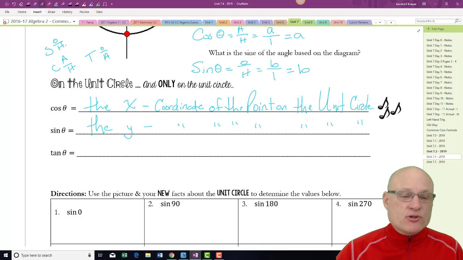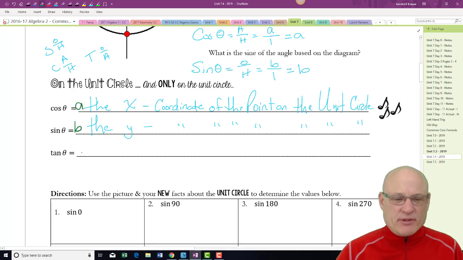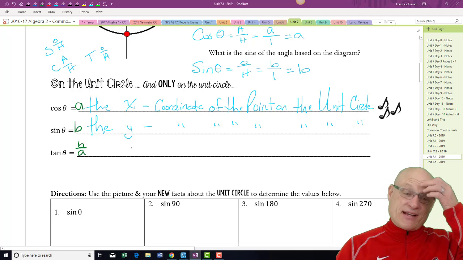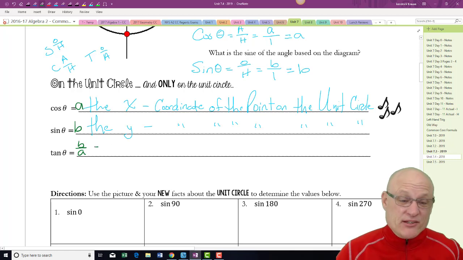This is A. Now here comes the cool part. This is A, this is B, and then tangent would be opposite over adjacent. Wouldn't that be B over A? But wait a second. B is sine of theta, and A is cosine of theta.